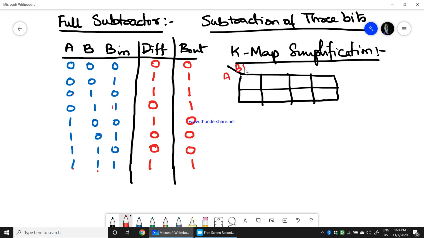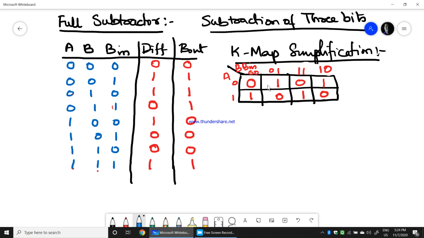This is A, this is B, B in. 0, 1, so this is 0, 0, 0, 1, 1, 1, 1, 0. So for all zeros it is 0. For 0, 0, 1 it is 1. For 0, 1, 0, it is 1. For 0, 1, 1 it is 0. For 1, 0, 0 it is 1. For 1, 0, 1 it is 0. For 1, 1, 0 it is 0. For all 1 it is 1.